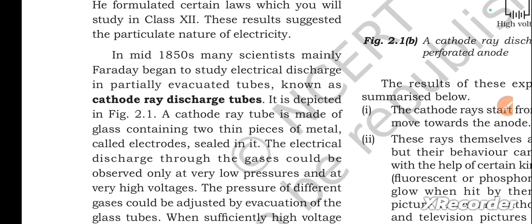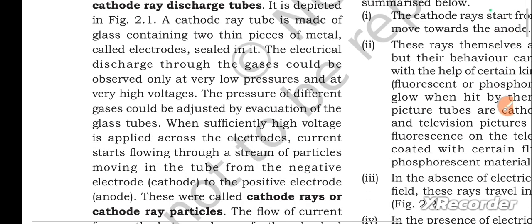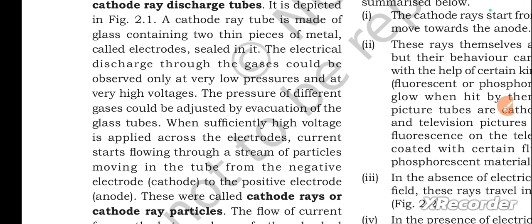In the mid-1850s, many scientists, mainly Faraday, began to study electrical discharge in partially evacuated tubes known as cathode ray discharge tubes. It is depicted in figure 2.1. A cathode ray tube is made of glass containing two thin pieces of metal called electrodes sealed in it. The electrical discharge through the gases could be observed only at very low pressure and at very high voltages. The pressure of different gases could be adjusted by evacuation of the glass tubes.